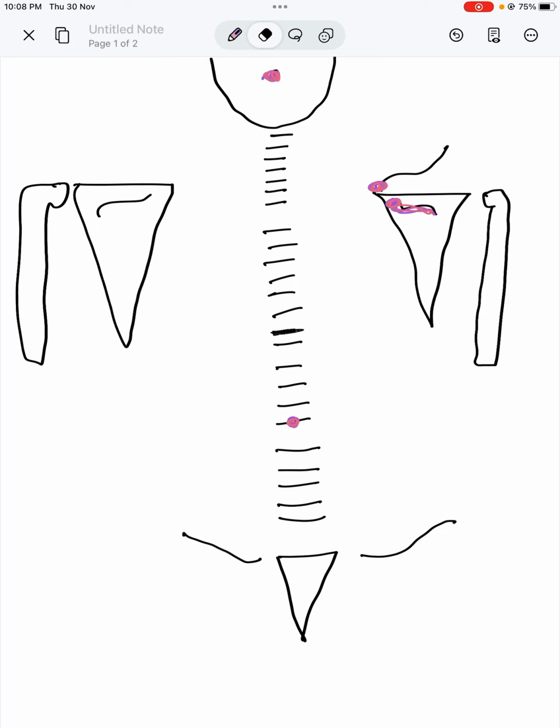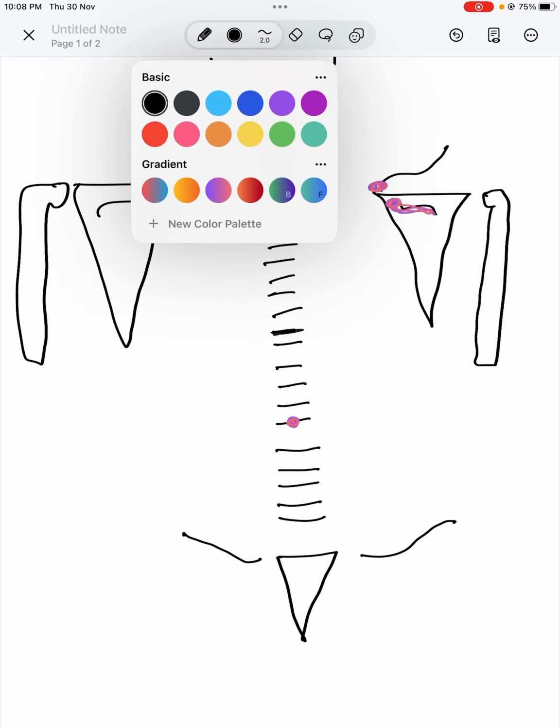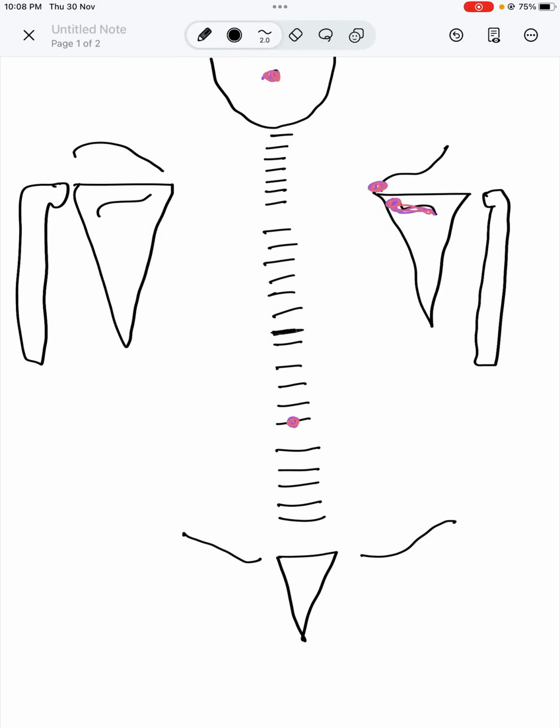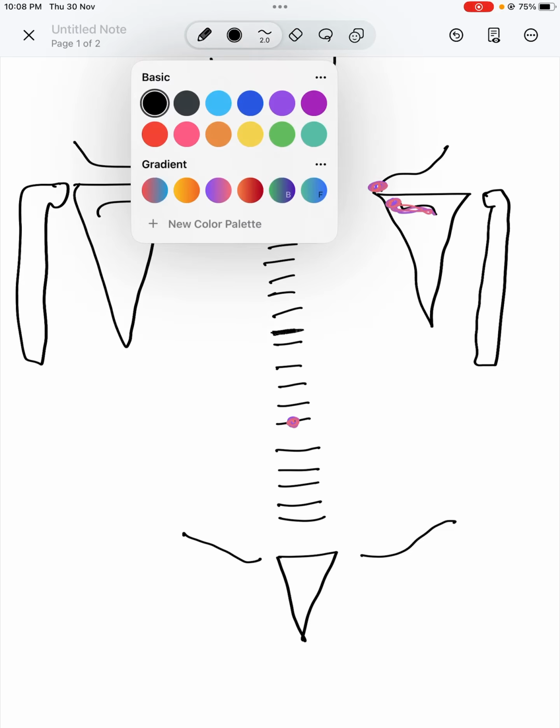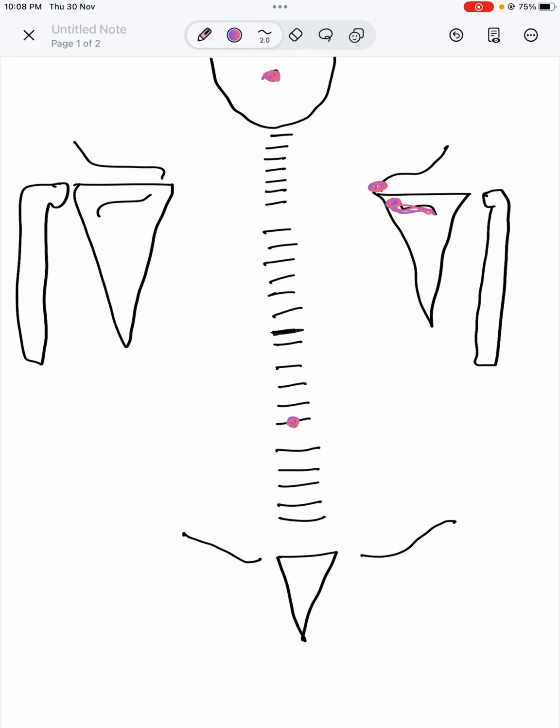On the opposite side also, the clavicle is supposed to be like this. Sorry. It is supposed to be like this. I'm not that good at drawing, okay? Sorry about that. So here, we have the acromion end, acromion process, and the spine of the scapula. All these 3 points, we are going to combine into one single point over here, okay?